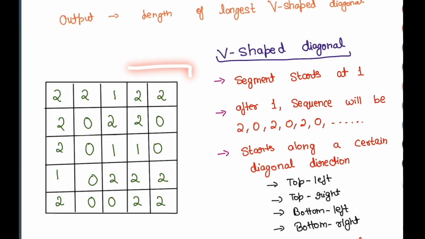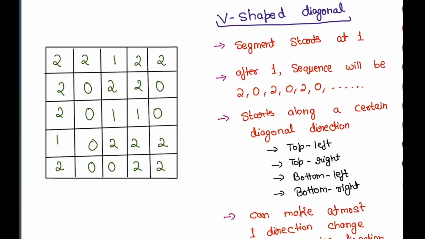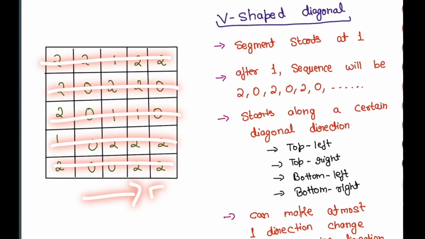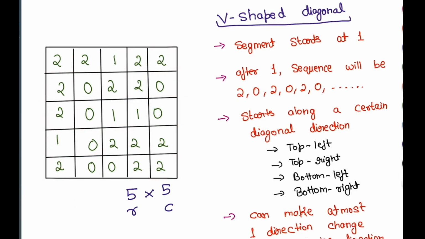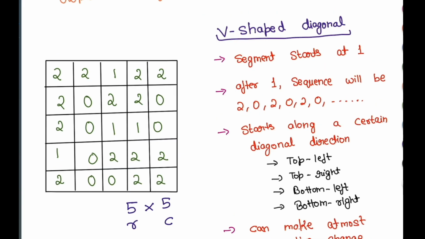So let us say this is the input given to us, a two-dimensional matrix which contains either 2 or 1 or 0. The size of this particular input is, there are 1, 2, 3, 4, 5 number of rows, and 1, 2, 3, 4, 5 number of columns. Now let us try to understand about what is a V-shaped diagonal. Basically, the first condition is this diagonal segment should start at 1. That is, your V-shaped diagonal will start with a 1. It cannot start with a 2 or cannot start with a 0. It will always start with a 1.